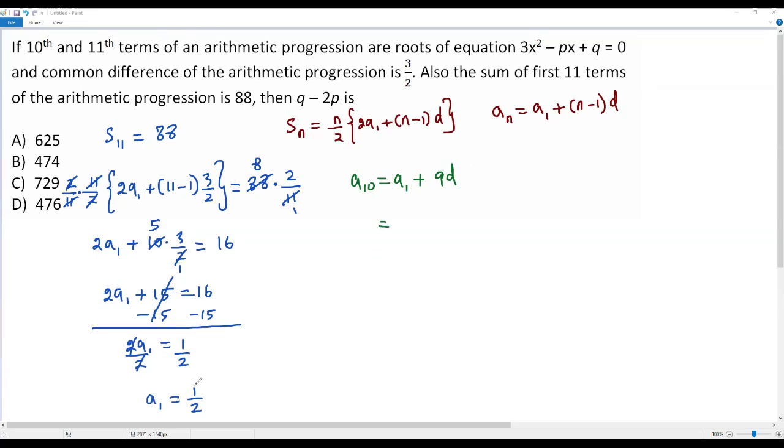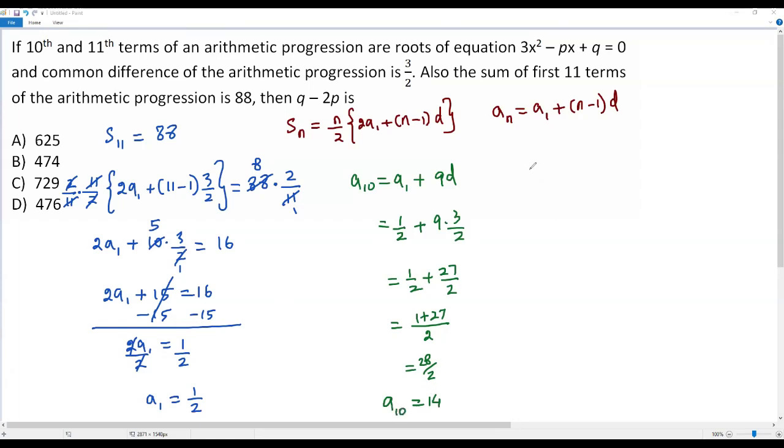Just now we got the value of a1, the first term, which is 1/2. I can plug in 1/2 for a1. 9 times the value of d, the common difference, which is 3/2. So let me plug in 3/2 for d. Then I'm getting 1/2 + 27/2, since 9 times 3 is 27. Here we have the common denominator 2, so we can add the numerators 1 + 27. Then I'm getting 28/2, which is equal to 14. Now I got the value of the 10th term, that is 14.